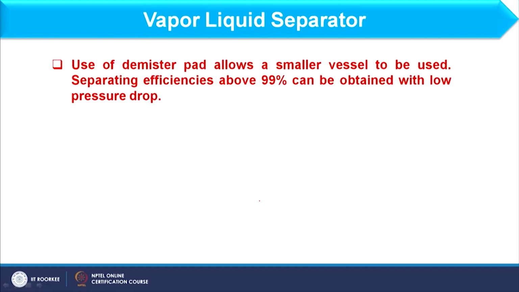Okay. So, now let us discuss a few more points about this. The use of a demister pad allows a smaller vessel to be used, because whatever the diameter of the vessel, the whole diameter should be covered by this pad. So, if the diameter of the vessel is smaller, we can place this pad easily. In that case the separation efficiency is very high, more than 99%, and it also has a low pressure drop.